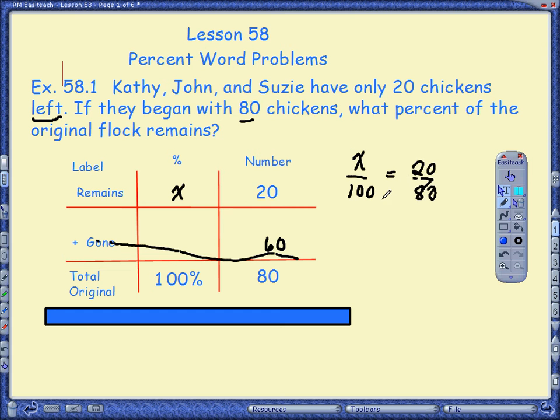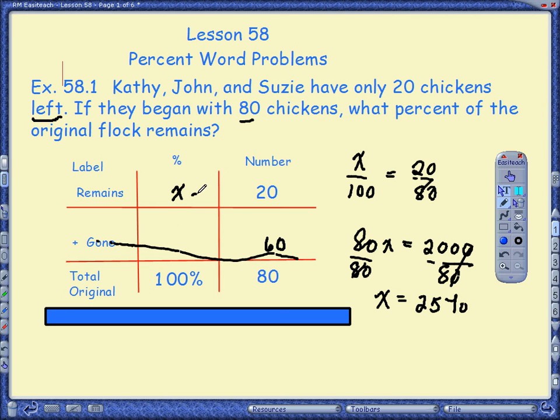We're going to cross multiply. We have 80x equals 100 times 20. We're going to divide through by 80. And that should give us x; this cancels out here, x equals 25%. So this is 25%.